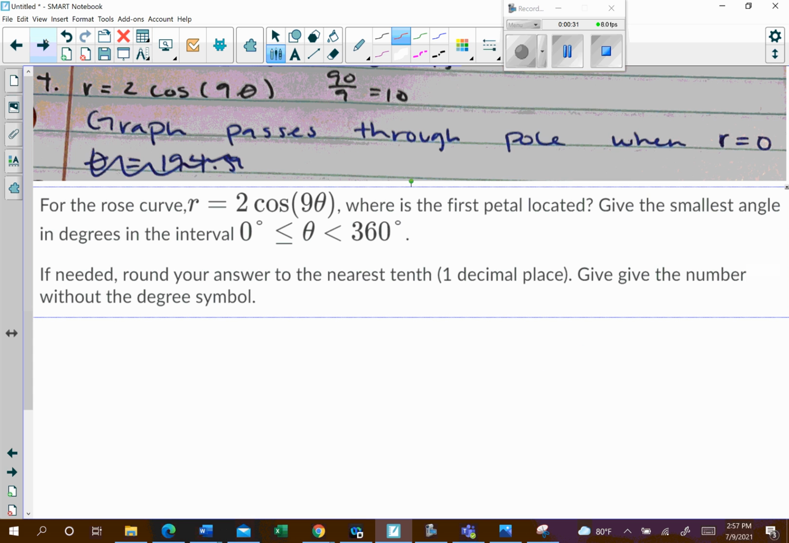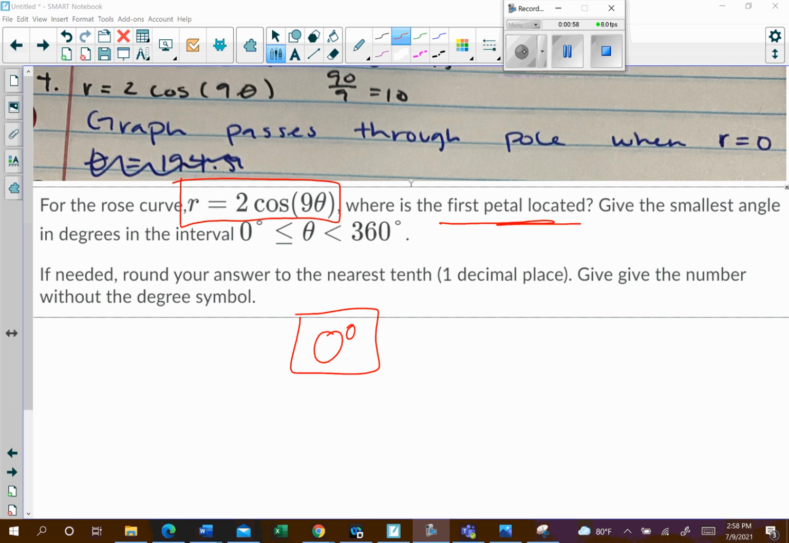Now let's look at your other ones you sent. So the other one says for the rose curve r equals 2 cosine of 9 theta, where's the first petal located? Well, luckily the cosine is actually pretty easy to find. It's always going to start at 0 degrees. And so that's it. 0 degrees, that's where the first petal can be found.